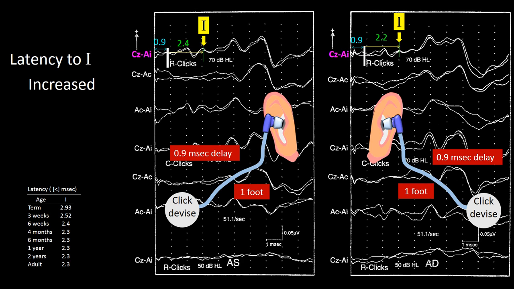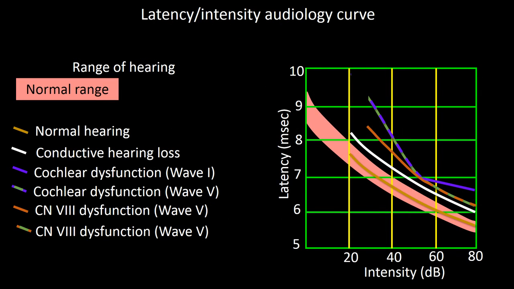This finding, in addition to the absence of wave 1 and 5 at 50 dB and their presence at 70 dB, suggests, as you can see in this chart, which is a latency intensity audiology chart, a cochlear deficit. Take a few seconds to review this chart.